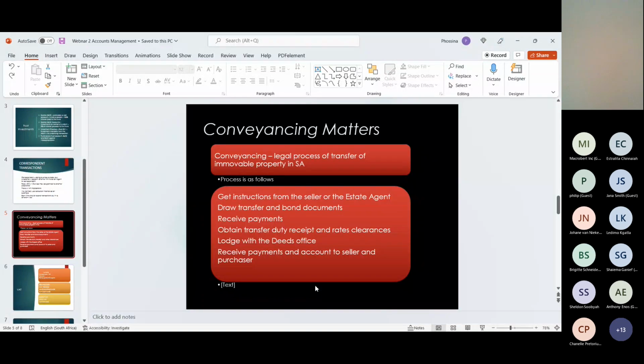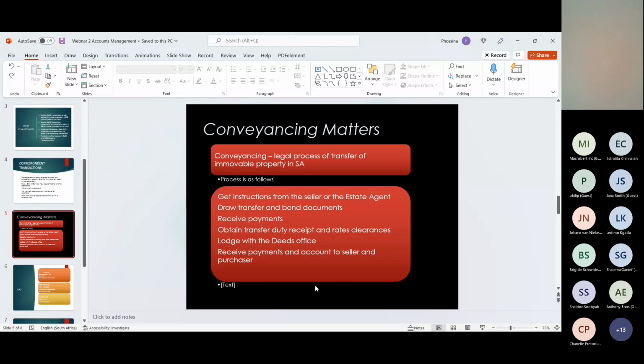In that conveyancing transaction, there's usually a process, and the process is as follows. They receive instructions from a seller, or from the estate agent. Usually the client is the seller, or it can be an estate agent, or another attorney or legal practitioner who is instructing the conveyancer to do the transfer on behalf of that firm. And then they receive the documents. After receiving the documents, they draw the transfer and bond documents on behalf of the clients.